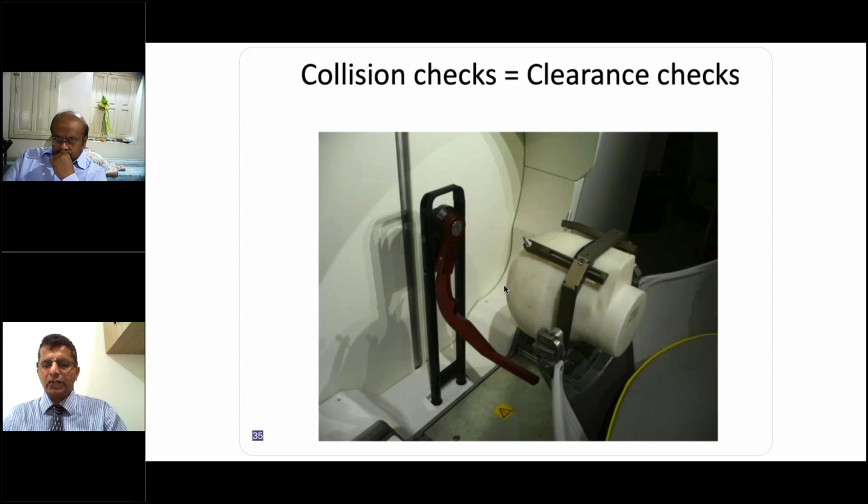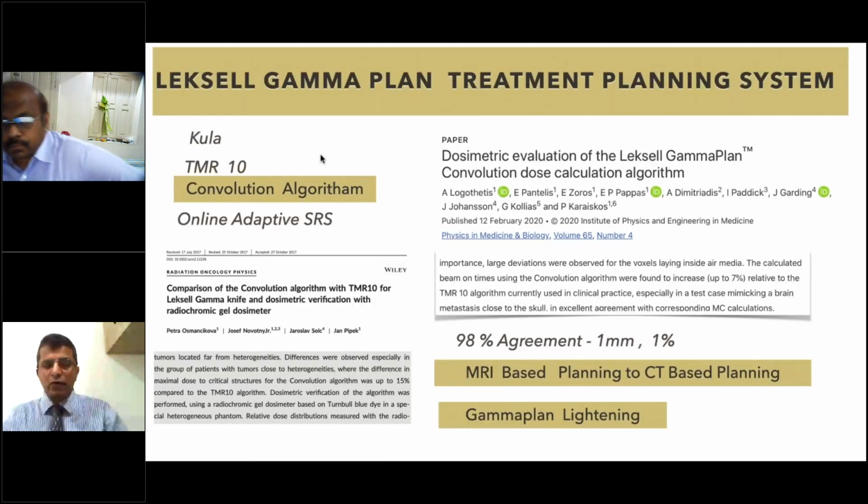So yeah, this is the Leksell GammaPlan treatment planning system. The previous versions of GammaPlan were using an algorithm by the name QLab.